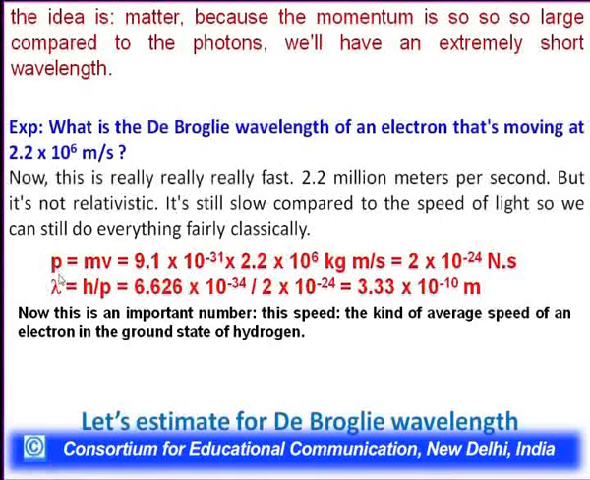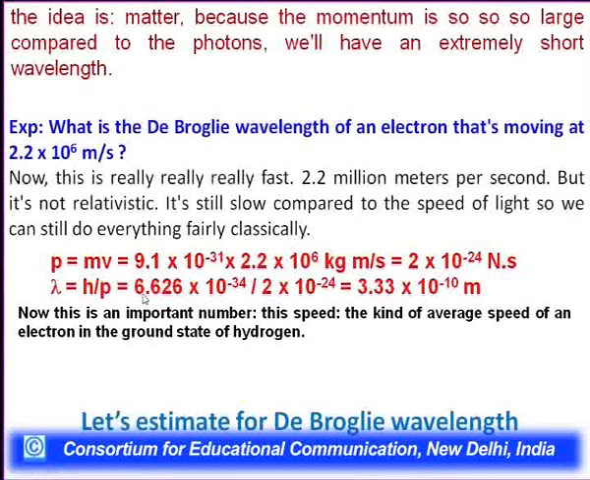Then momentum p is defined as mv, where the mass of the electron is 9.1 × 10^-31 and v is given here as 2.2 × 10^6 meter per second. Then the momentum p comes out to 2 × 10^-24 newton second, and the wavelength λ is equal to h by p. p we calculated here as 2 × 10^-24 newton second, and then h divided by p.